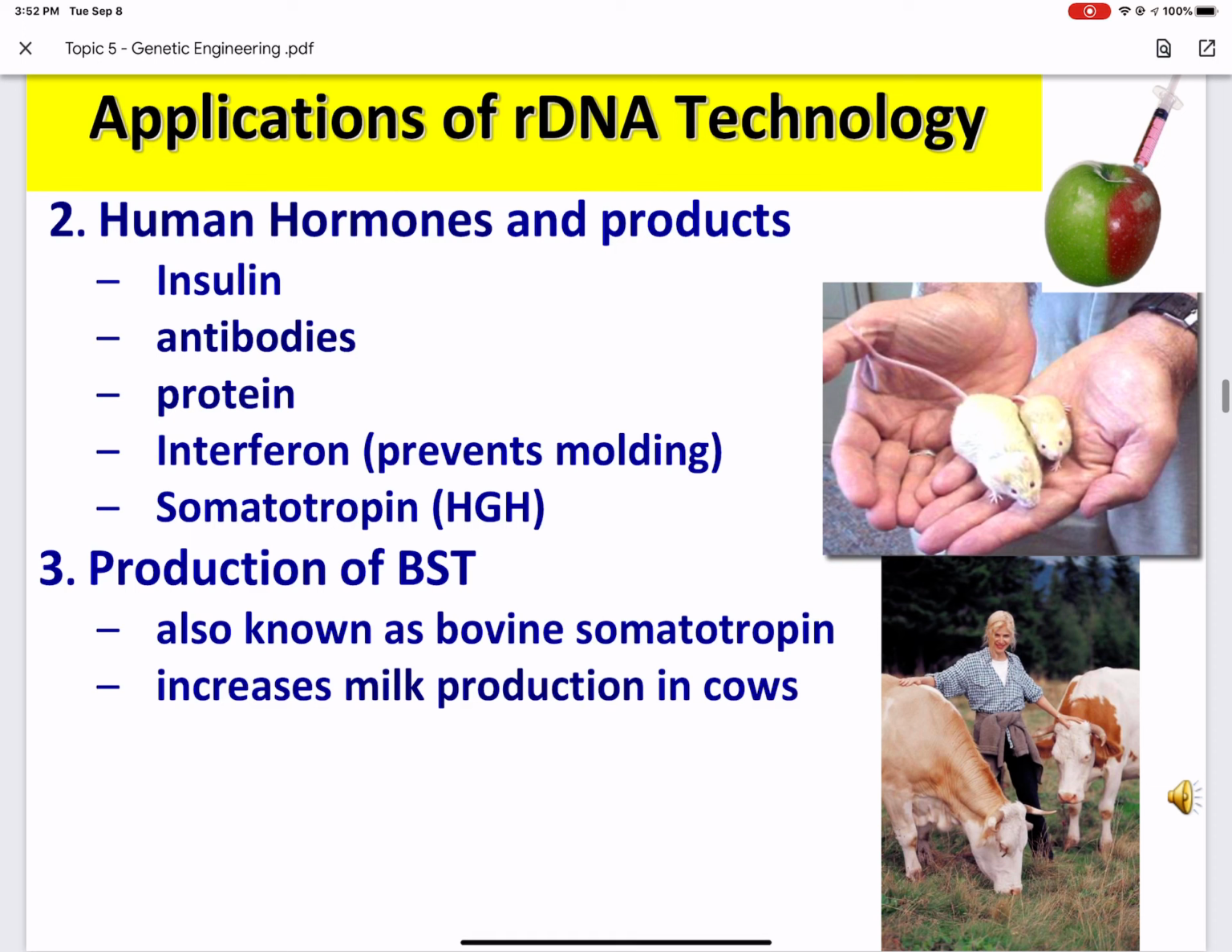Number 2 here, we could use it for human hormones and products. So we used the example of making insulin, which if you're diabetic, that's a definite must. Some other uses for human hormones are antibodies and proteins, interferons, and somatotropin, which is a human growth hormone. Number 3 here, the production of BST. It's known as bovine somatotropin, and this increases milk production in cows. This is mostly in the United States, as it's illegal to use BST in Canada.